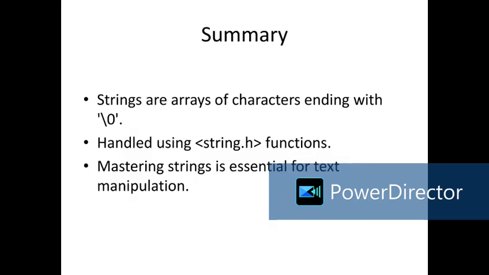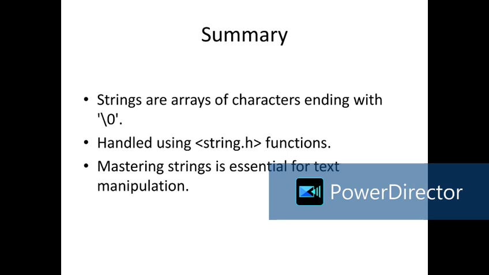Summary. To wrap things up, we have covered a lot of ground today. Strings in C are arrays of characters with a null terminator, \0. We learned how to declare, initialize, and input strings. We discussed various output methods using printf and puts. We explored string functions such as strlen, strcpy, strcat, strcmp, and string reverse. We looked at manipulating string case with string lowercase and string uppercase.